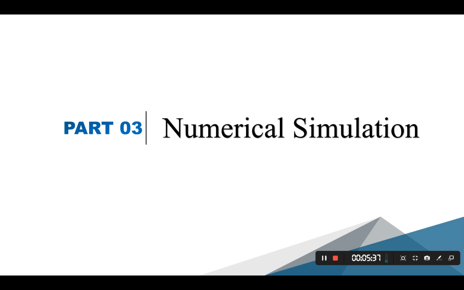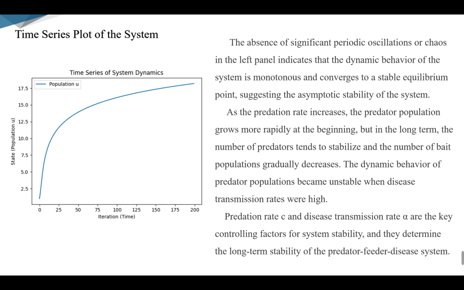Next, look at the third part, numerical simulation. By plotting the time series of the system, it is possible to show the change in the number of predator and prey populations over time and observe the presence of periodic behavior or other dynamic features. The predation rate and disease transmission rate are all important parameters.